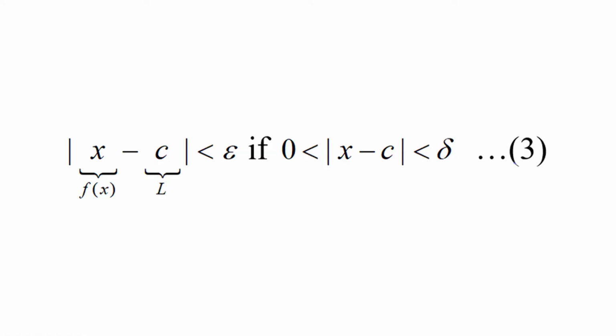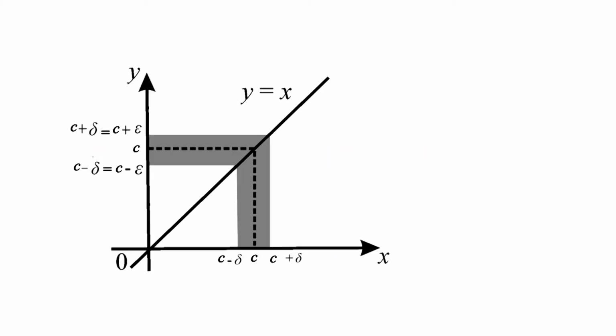We must find delta greater than 0 such that the absolute value of x minus c is less than epsilon if 0 is less than the absolute value of x minus c, which is less than delta. It should be self-evident that statement 3 holds if delta equals epsilon. This completes the discovery portion and the work of proving the limit of x as x approaches c is c. This is illustrated in the following figure.